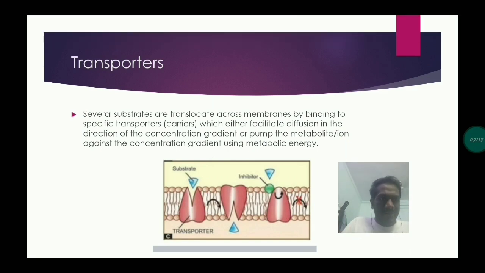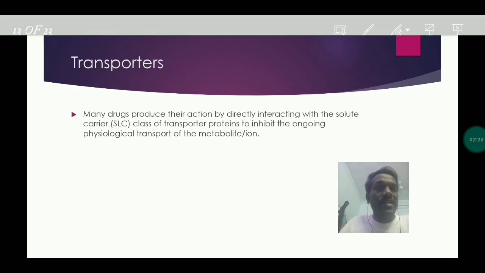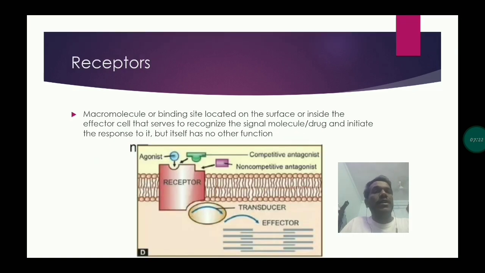Transporters are very different from receptors. Let's see what receptors actually are. Receptors are macromolecules or binding sites located on the surface or inside effector cells that serve to recognize a signal molecule or drug and initiate the response to it, but have no other function themselves. So receptors are like a communicator of the signal from the outside of the membrane to the inside. And here we have receptors.